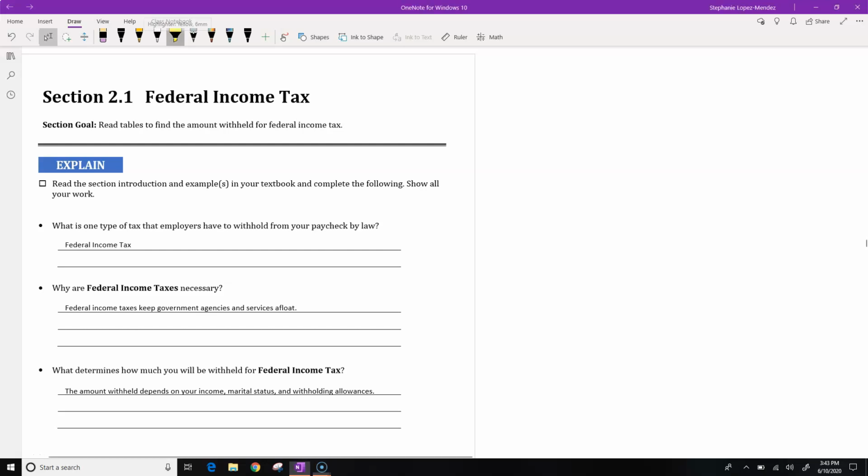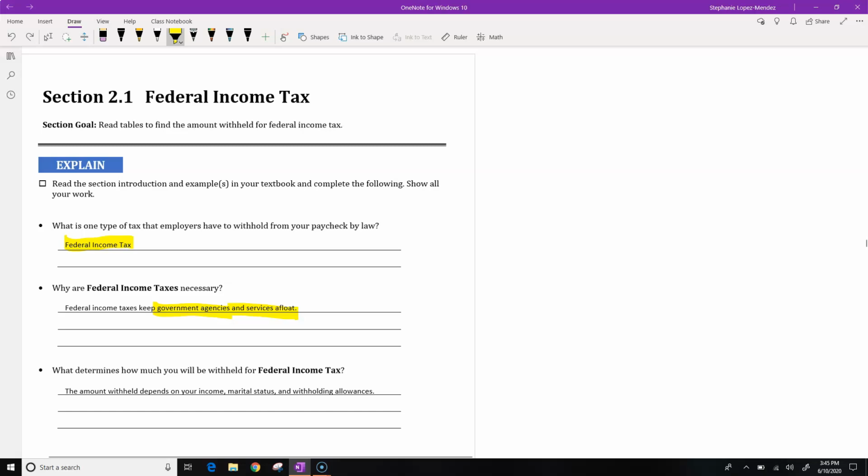This is section 2.1, Federal Income Tax. So what is one type of tax that employers have to withhold from your paycheck by law? That is the federal income tax. Why are federal income taxes necessary? Federal income taxes keep government agencies and services afloat.